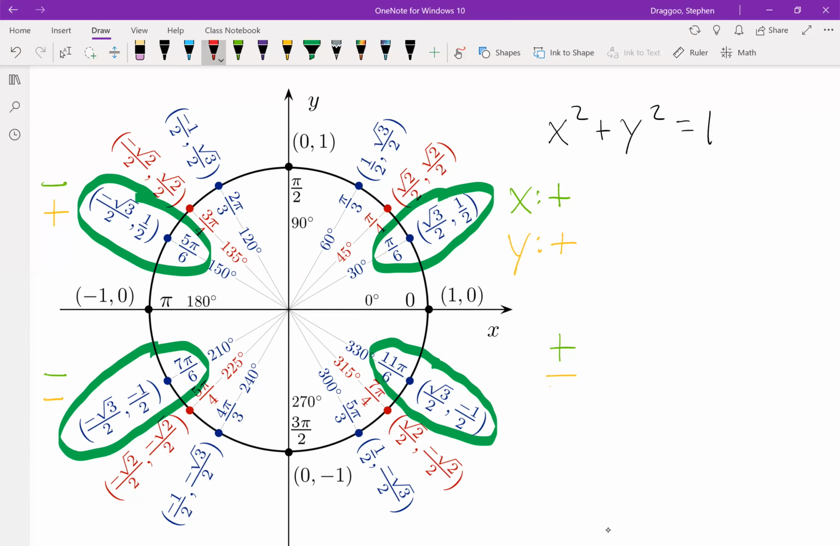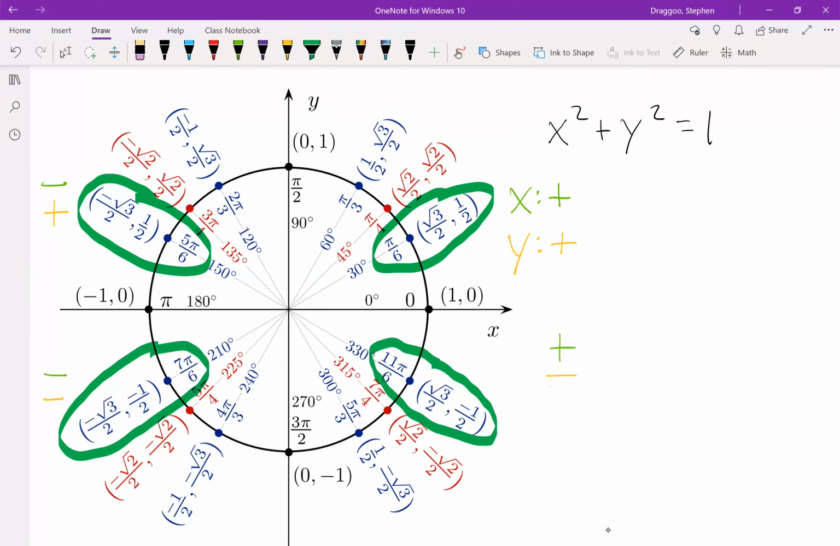I can find pi over 6 right here in the second quadrant. I can also find it right here in the third quadrant, and here in the fourth quadrant, measuring each of those pi over 6's.